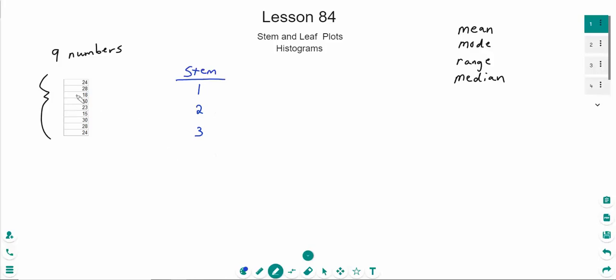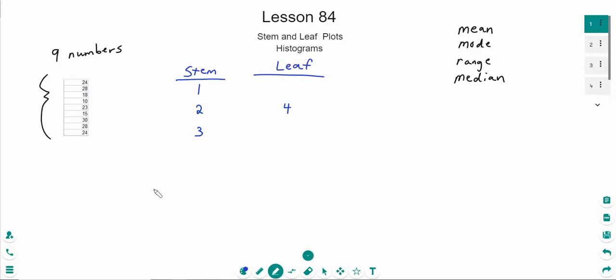Now the second part of this is what's called the leaf, or if you want plural, the leaves. So there are 2 parts to this. We have the stem part and we have the leaf part. The leaf part is the last digit that we first ignored. For example, this first number, the 24, has a 2 for a stem. So if we line ourselves up with the 2 stem, we have a 4 as the leaf.